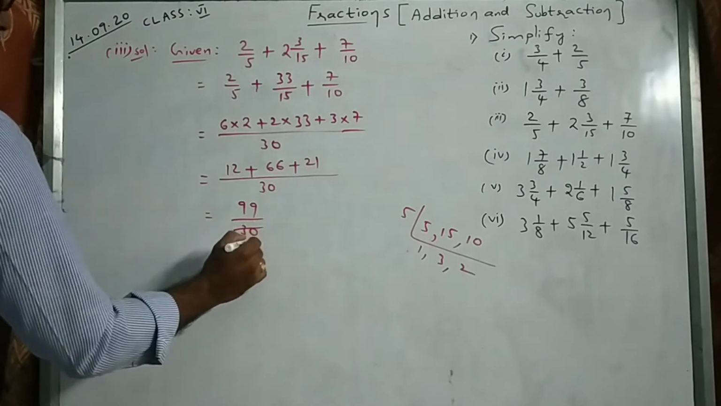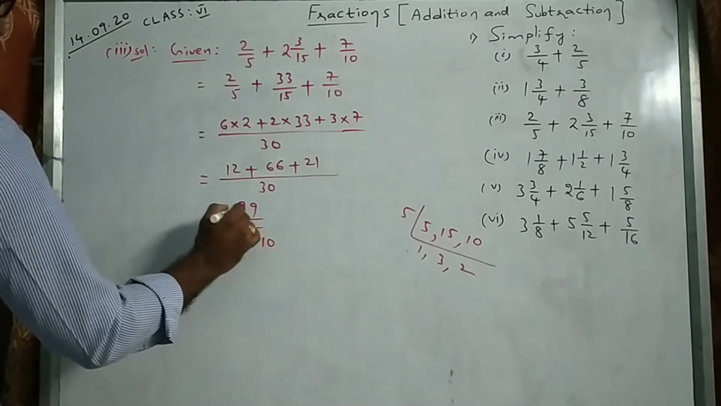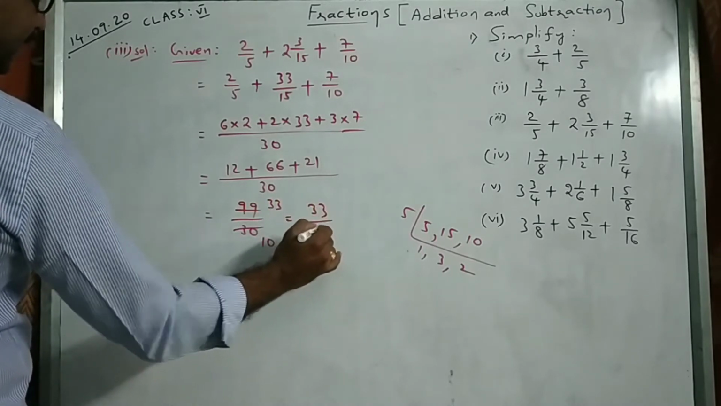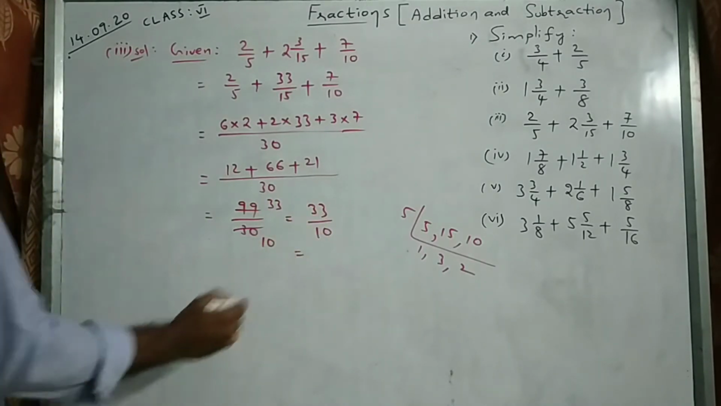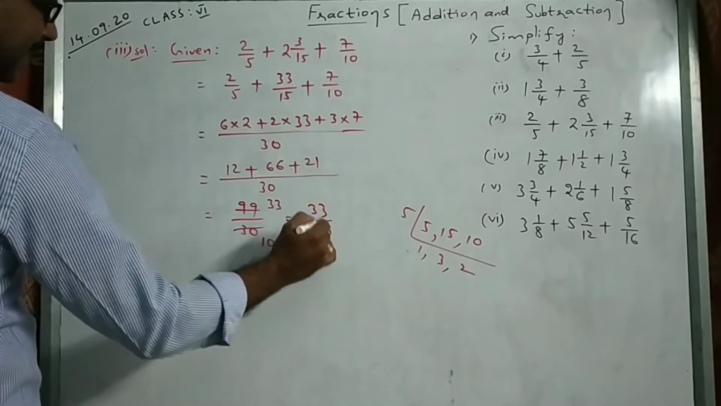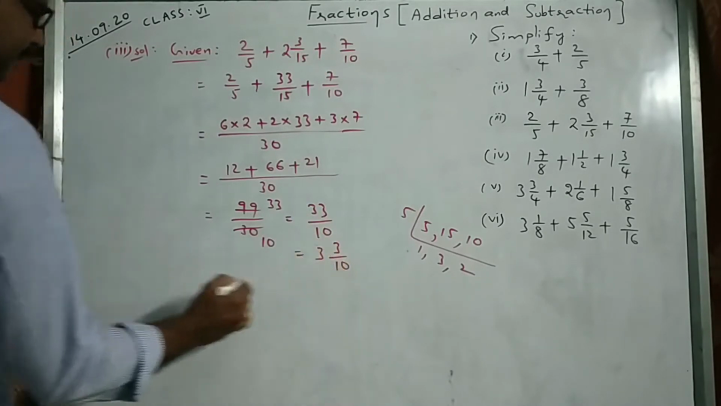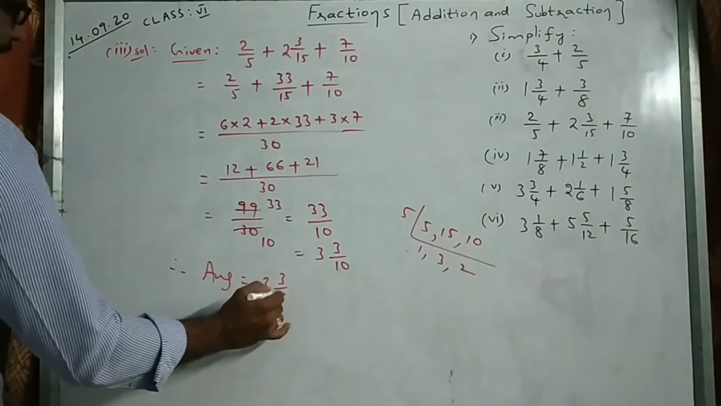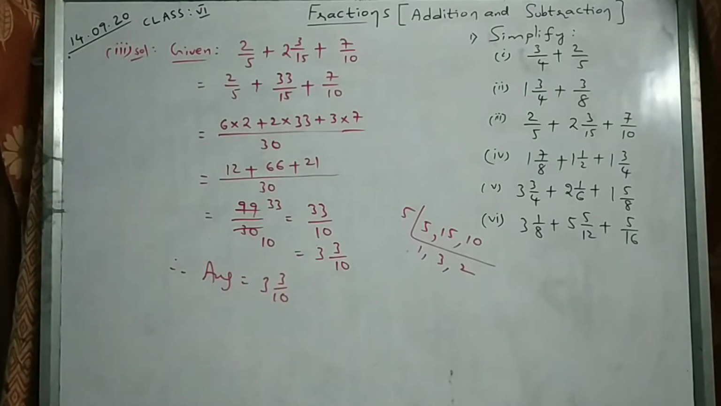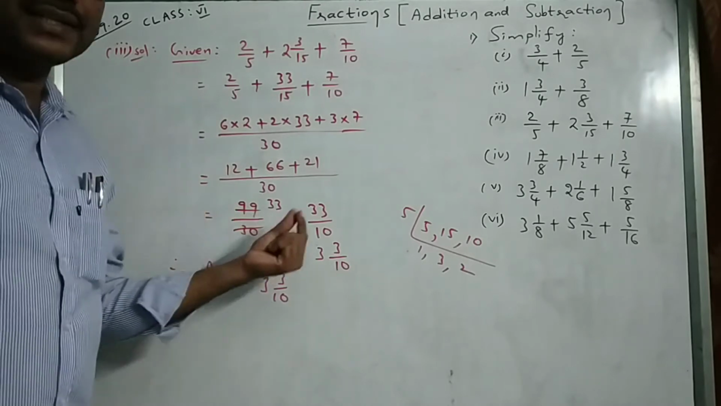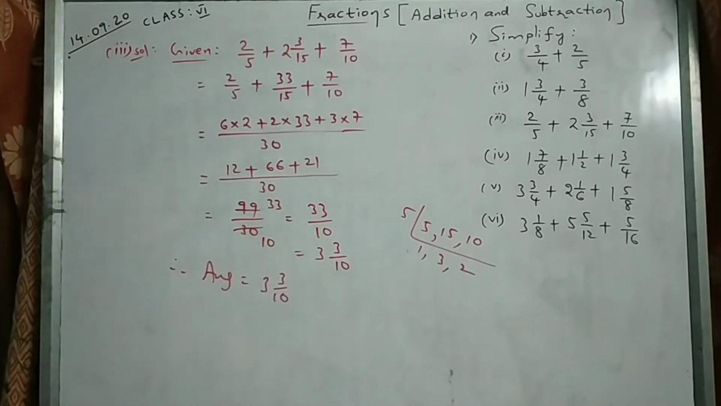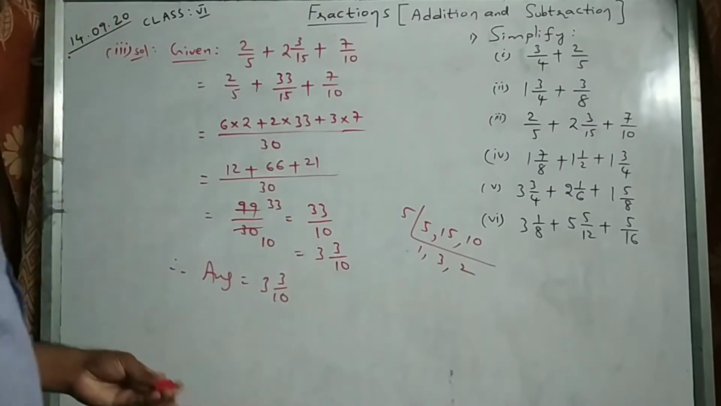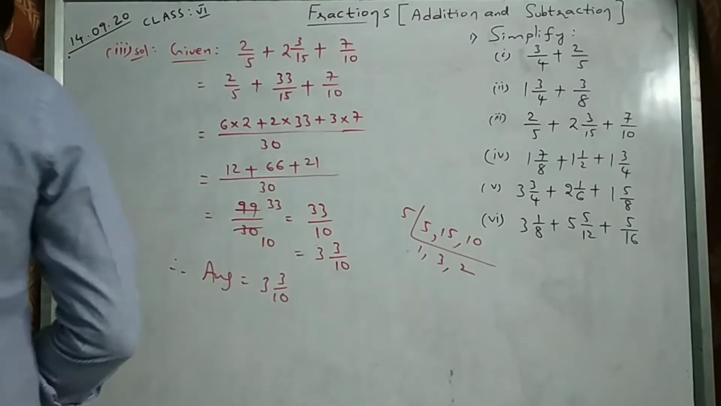We can cut now. 3 10s are 30, 3 33s. So 33 upon 10. This is improper again. 10 3s are 30, remaining 3 by 10. So therefore my answer is 3 by 10. Is that clear? If there is any cancellation, I told you how to simplify the fraction. Every time the fraction should be in the standard form. Remember that concept.